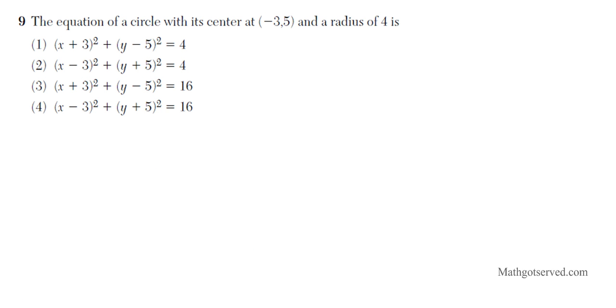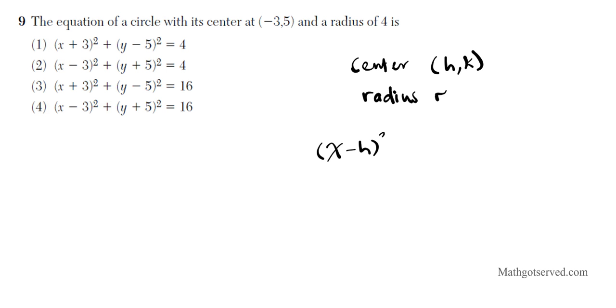Okay. Number 9 says the equation of a circle with its center at -3, 5 and a radius of 4 is. So the equation of a circle with center (h, k) and radius r is given by (x minus h) squared plus (y minus k) squared equals r squared. Okay? So what you always do is you take the opposite of the x and the y, you insert it here, and you square the radius, okay?